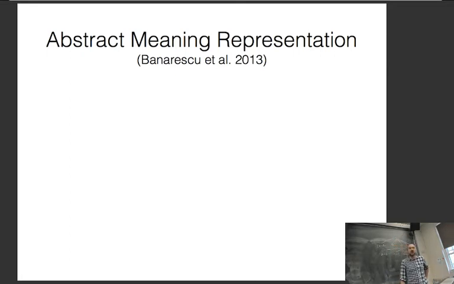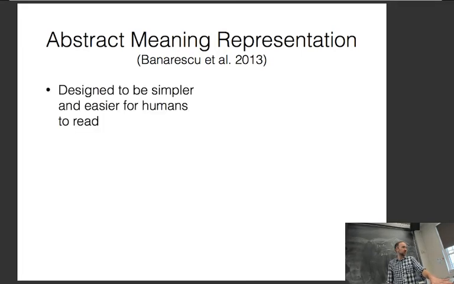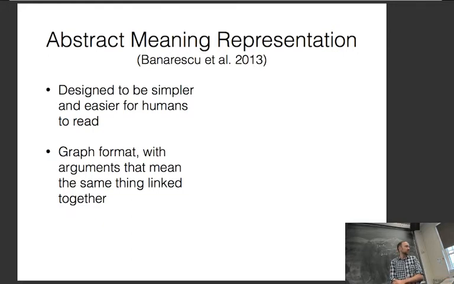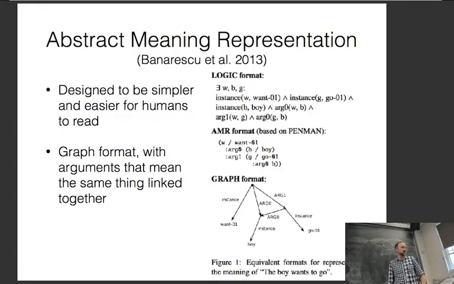There's also a ton of other meaning representations. One that people have used quite widely is abstract meaning representation. It came out pretty recently, but it's designed to be simpler and easier for humans to read. And it's in a graph format with arguments that mean the same thing linked together. So this looks like this.